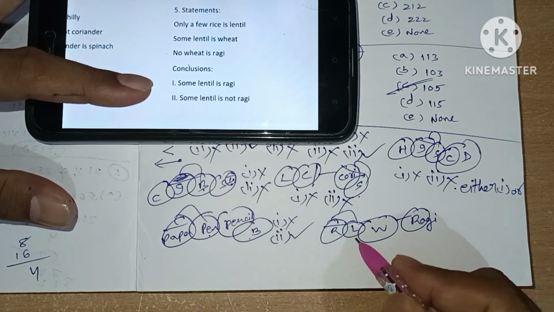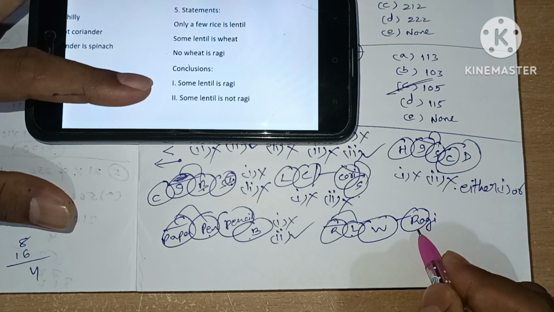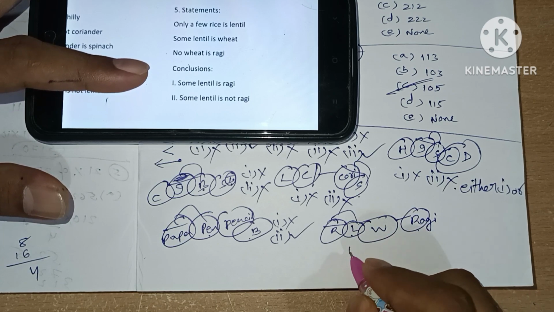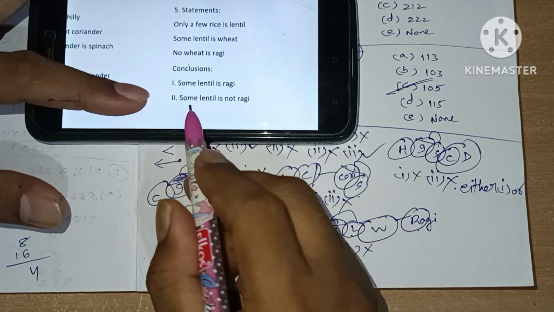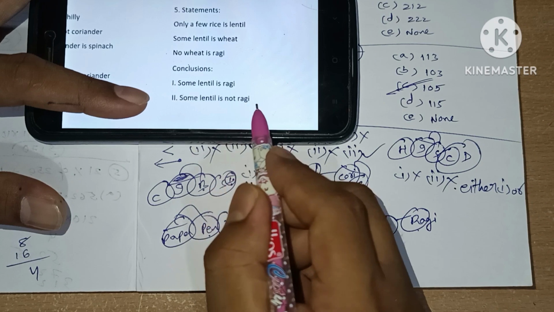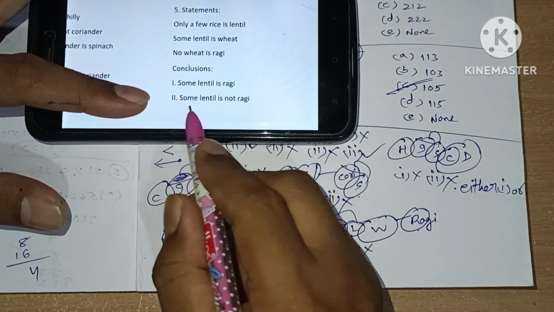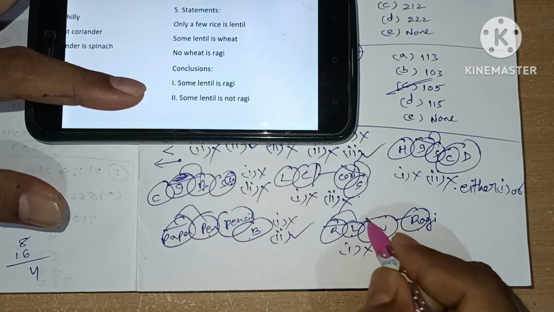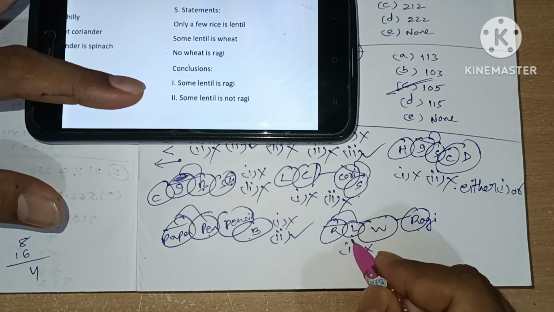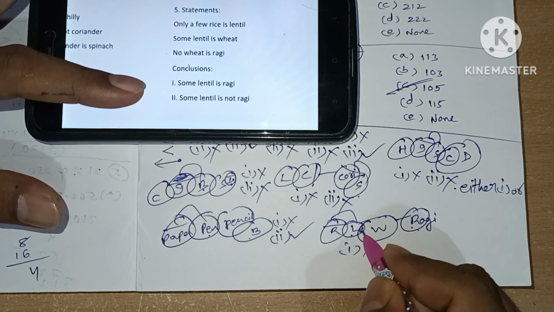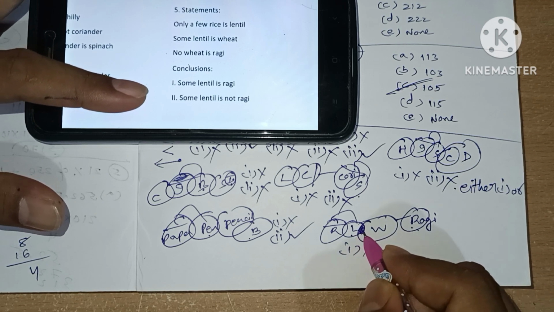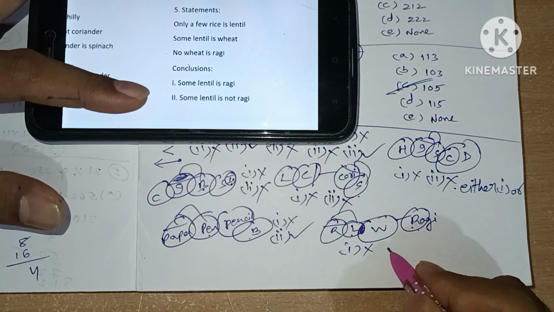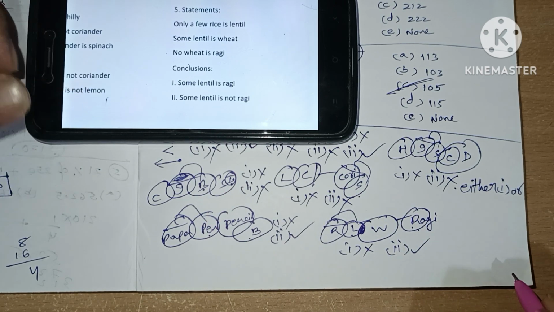Let's see the conclusions. Some lentil is ragi. It is a direct conclusion. Lentil here and ragi here, there is no direct relation between these two, so the first conclusion will be false. Some lentil is not ragi. Here we see "not", so we check whether all lentil can be ragi. All lentil placed inside ragi is not possible because of sharing this part. So the all case fails, which means the some-not case will be true. So the second conclusion will be true.